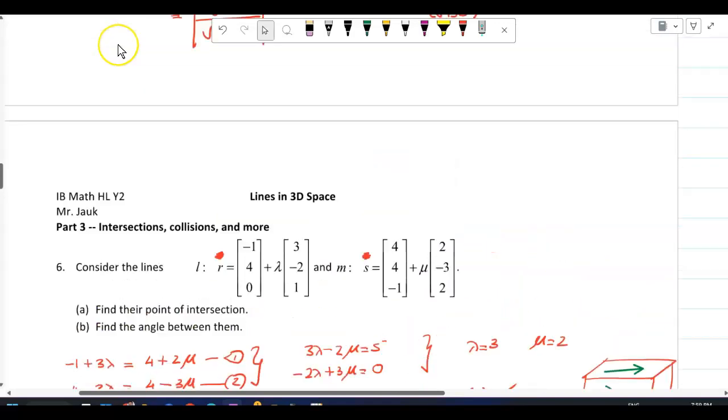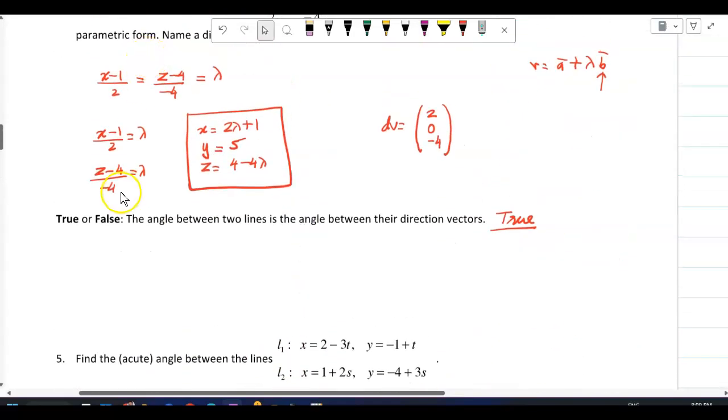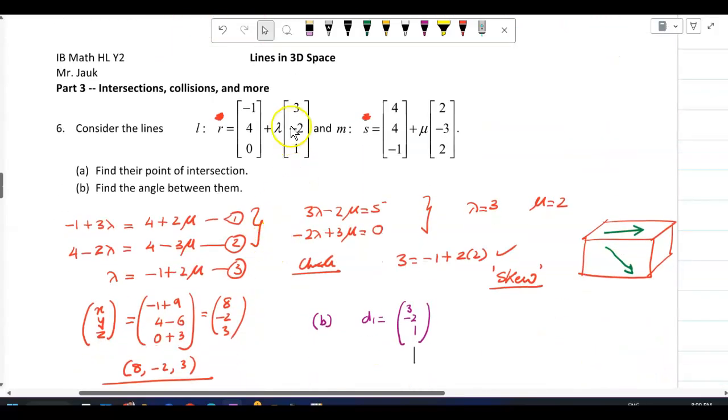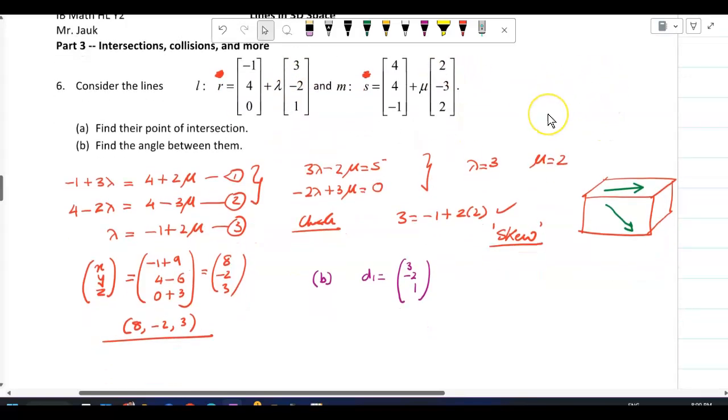That's what we said now. The angle between two lines is the angle between the direction vectors. This is the concept we are applying. So if I give you two lines' equations, you find the direction vectors and get the angle between them. Direction vector is the coefficient of the parameter. So this is my direction vector of the first one. What is my direction vector of the second one? 2, minus 3, 2.